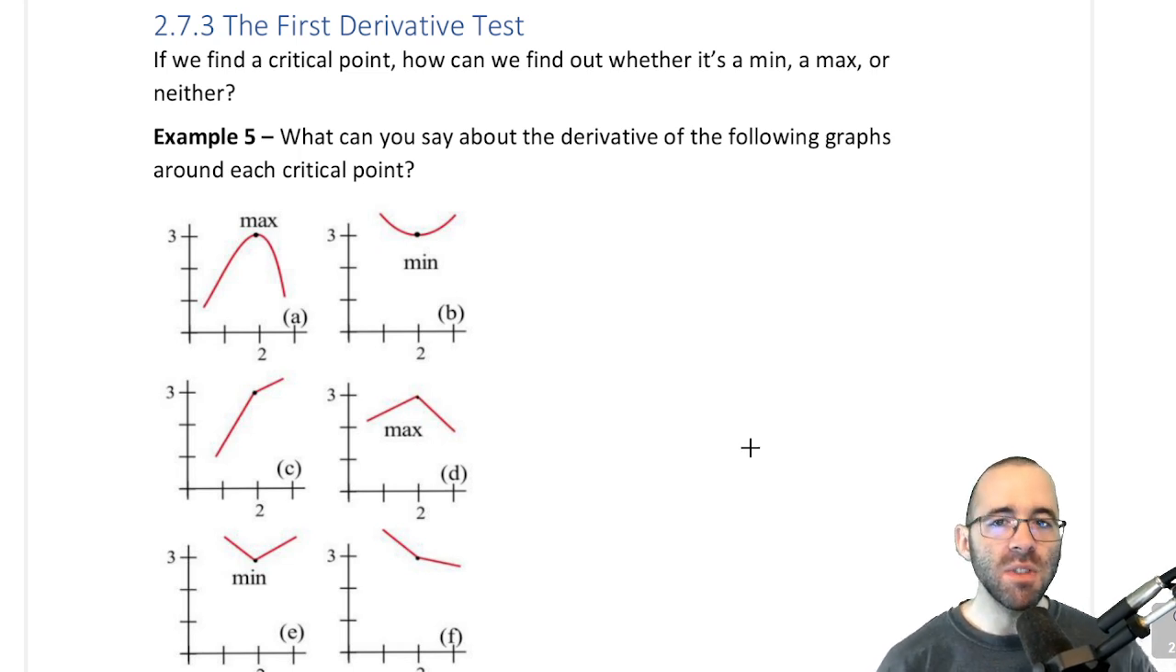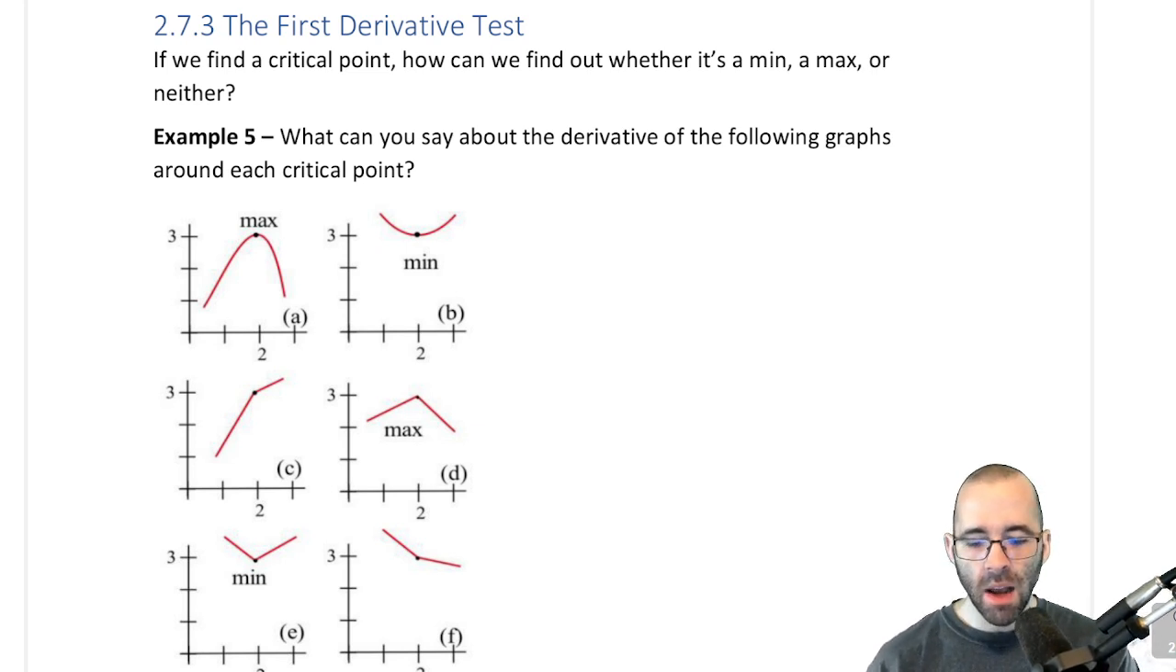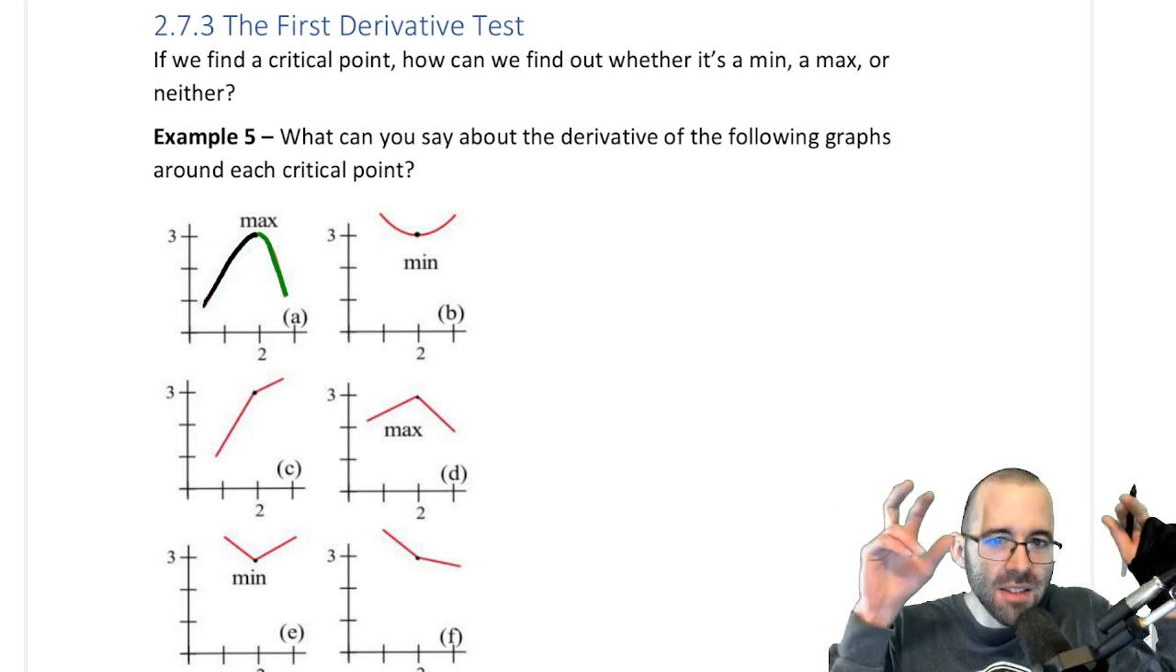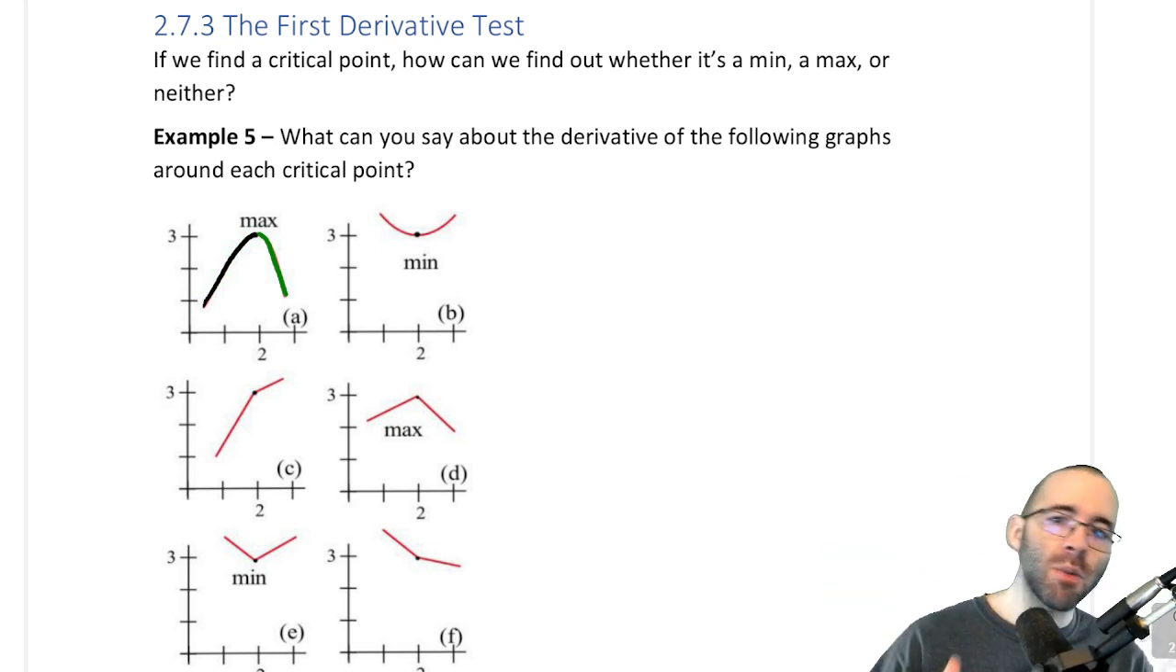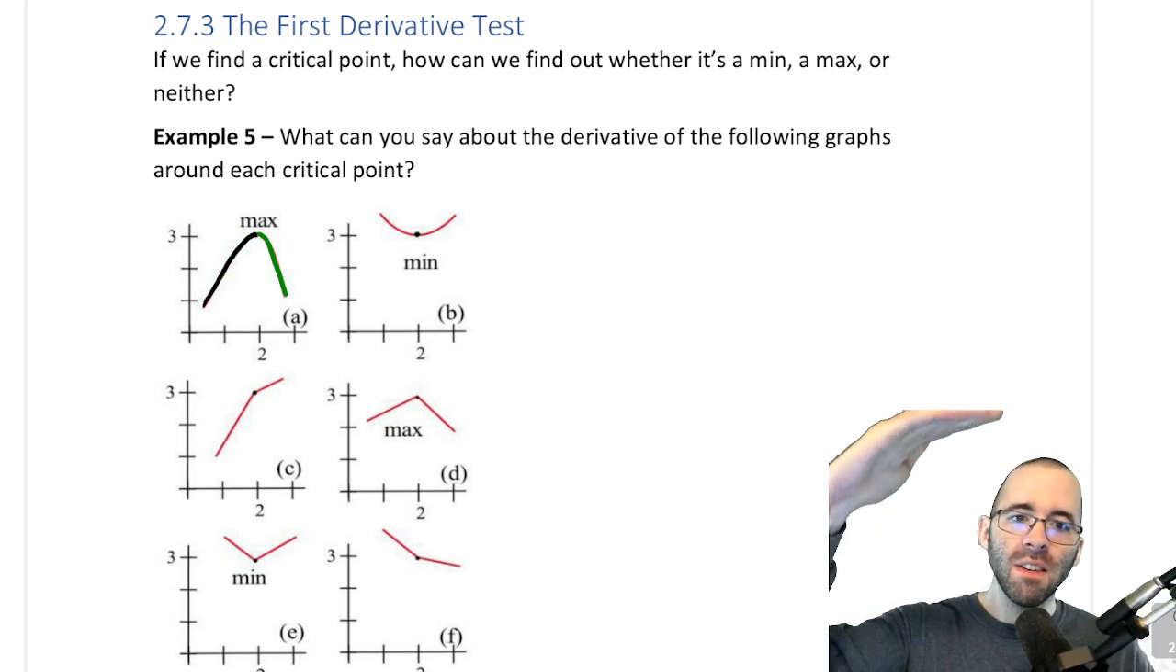Example 5. What can you say about the derivative of the following graphs around each critical point? I'm going to shade it in different colors. Well, around the critical point, notice it's increasing on the left at this maximum, and then it's decreasing to the right. That's not a coincidence, right? Because if the max is the biggest around, then it should kind of go down from both sides. So if we read left to right, that means we should be going up the hill and then down the hill.